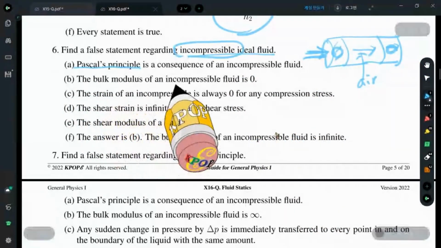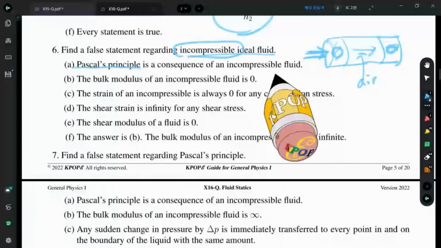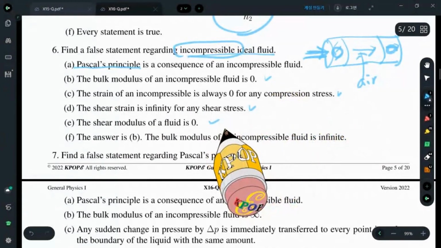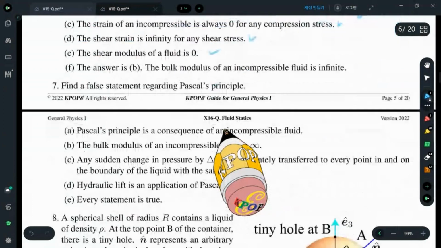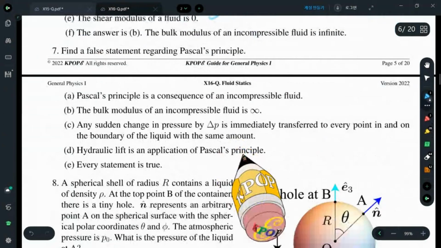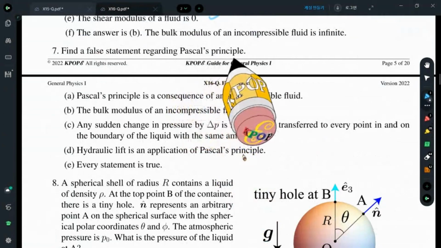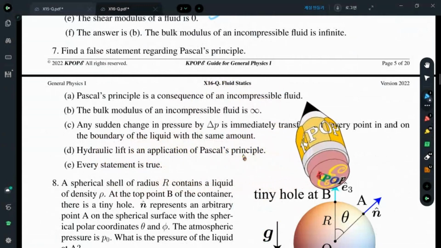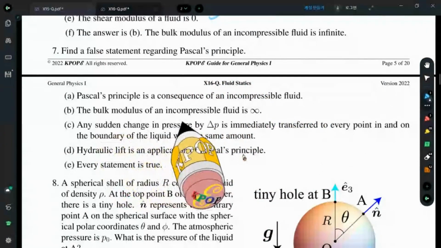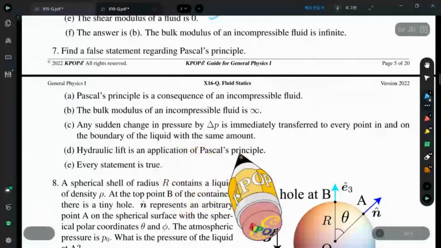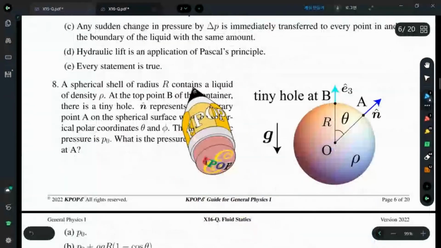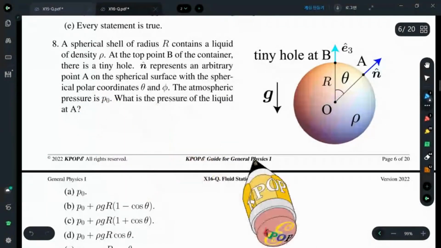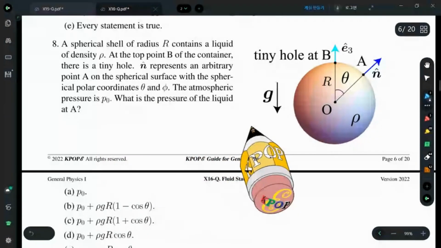The bulk modulus of incompressible fluid has been repeatedly solved, so let me pass this. Problem 7: find the false statement regarding Pascal's principle as a consequence of incompressible fluid. Okay, bulk modulus, let me pass. It is the same problem. Now let us solve this problem.